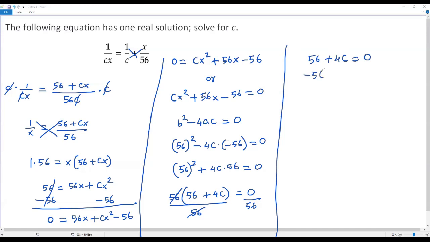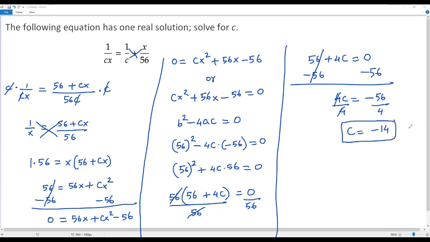Okay, let me subtract 56 from both sides. Then positive 56, negative 56 will cancel out. 4c equals negative 56. Let me divide both sides of the equation by 4. This 4 will cancel out. C equals, when I divide this negative 56 by 4, I am getting negative 14. Okay, I have solved for C. The value of C is negative 14.